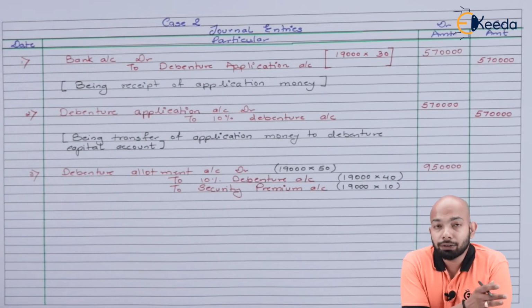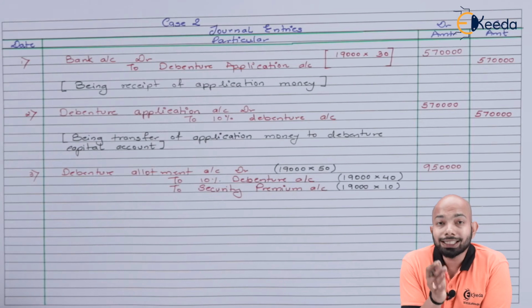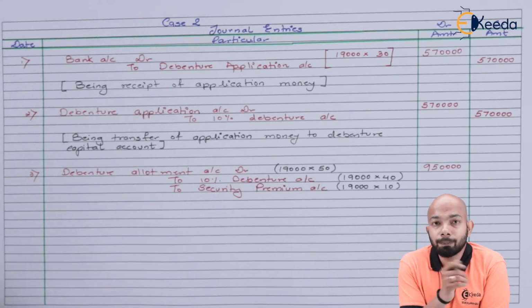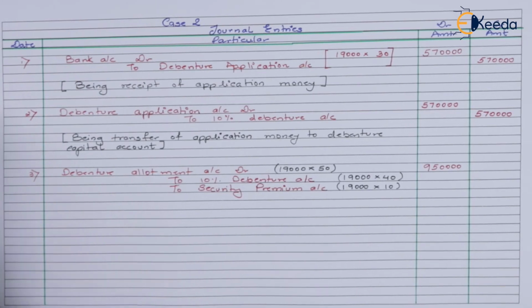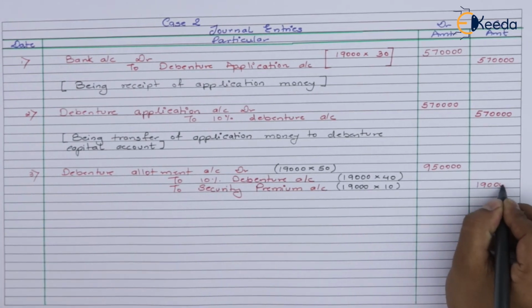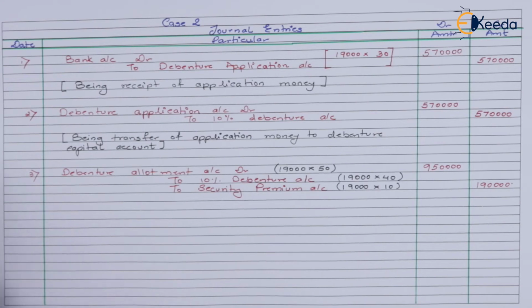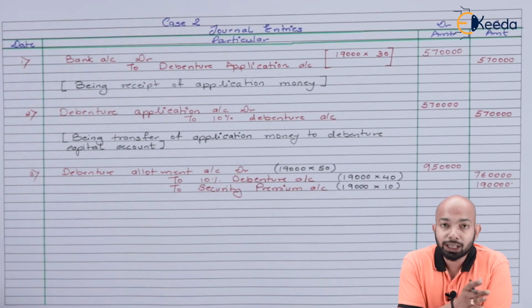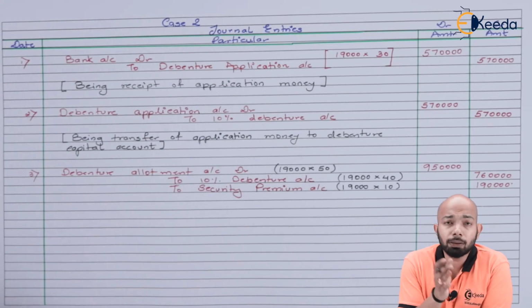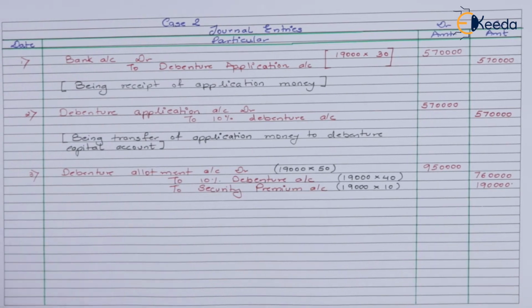9,50,000 is the total amount that we're expecting, out of which this 9,50,000 will be bifurcated into a certain capital and a certain premium. So 7,60,000 is the debenture capital, and 1,90,000 is the premium. Let's mention the narration here.